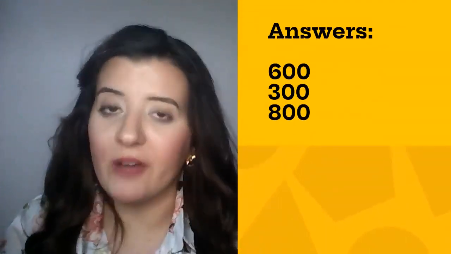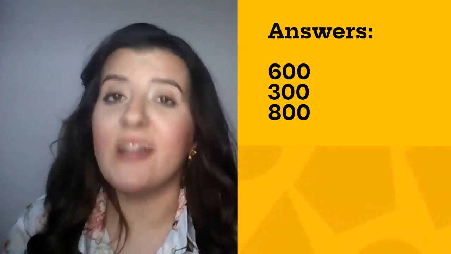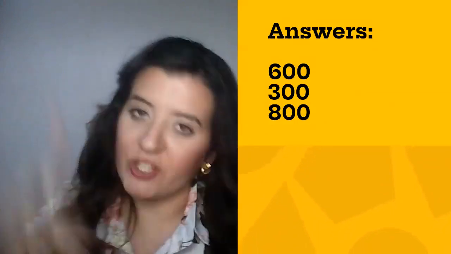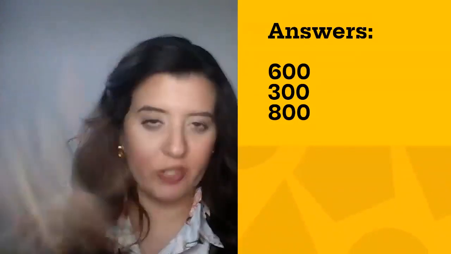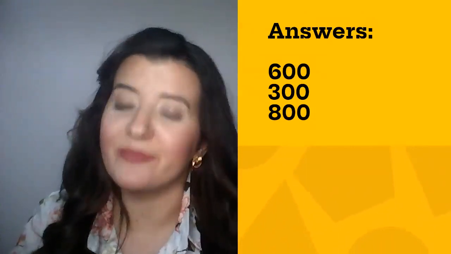577 will be rounding to 600. Since 7 is more than 5, it's going to go up to the closest 100. It's going to go up 1. So 5 jumps to 6. So it'll be 600.